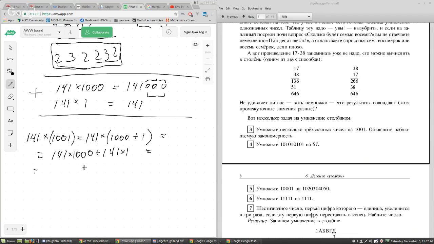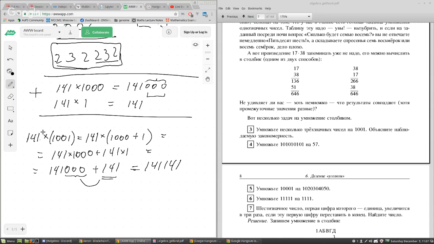And as we saw, when we multiply by 1000, we just add 3 zeros at the end. 1, 2, 3, plus, well, any number times 1 is that number itself. And of course, since it's a 3-digit number, it's going to take the place of these 3 zeros. And we're going to get 141, 141.